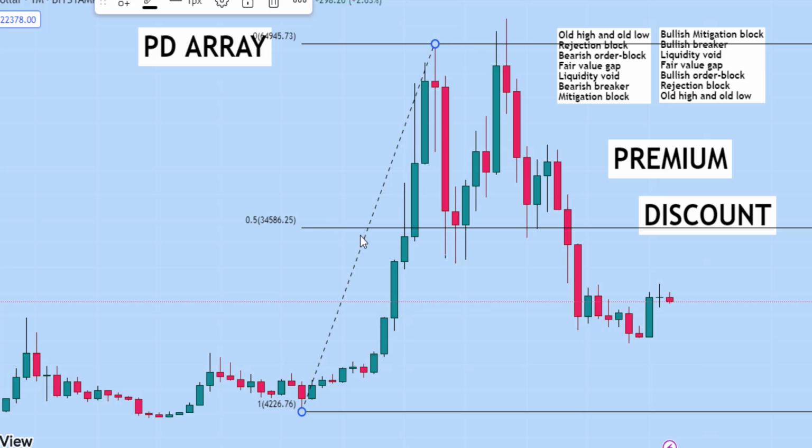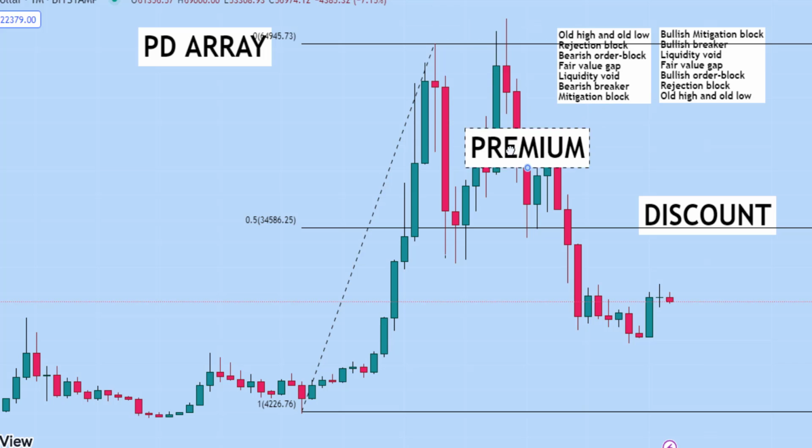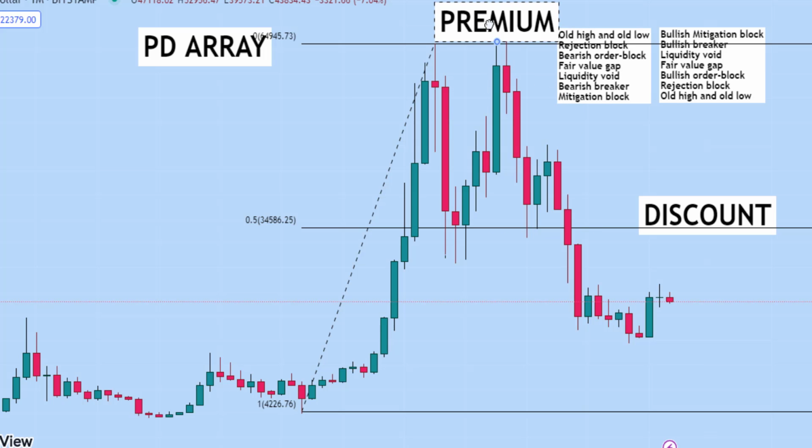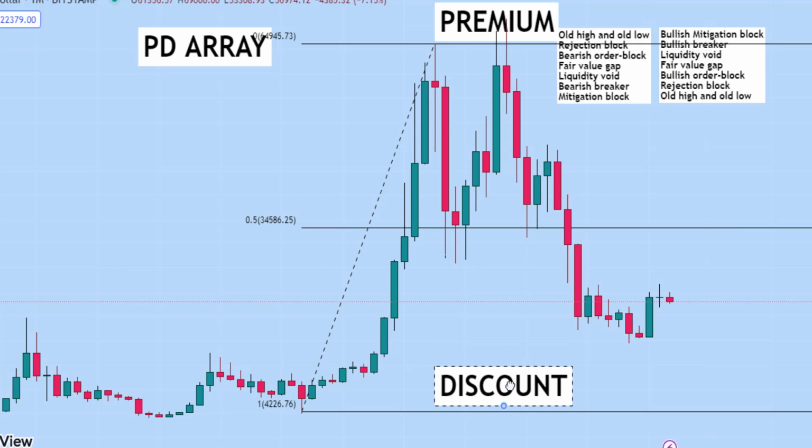The middle of this movement, you can see that is the 50% level of that Fibonacci tool. It is known as the equilibrium level. Then above the equilibrium, we have our premium level. From here to here is known as your premium. And then below your equilibrium level, from here to here is known as your discount.